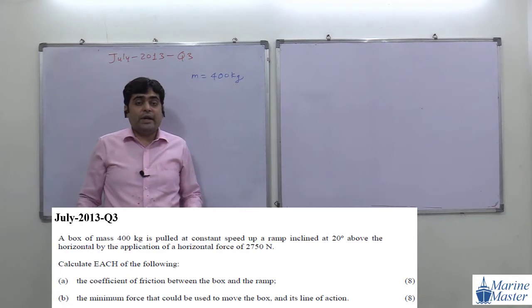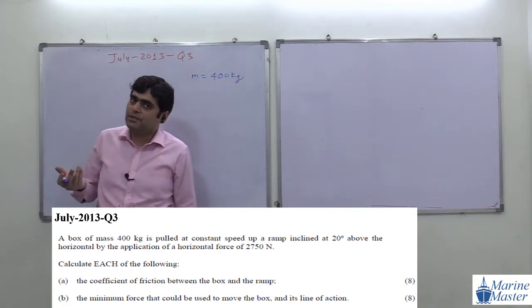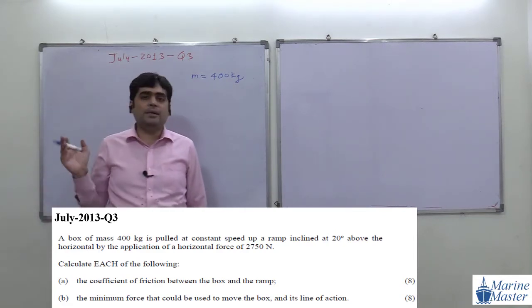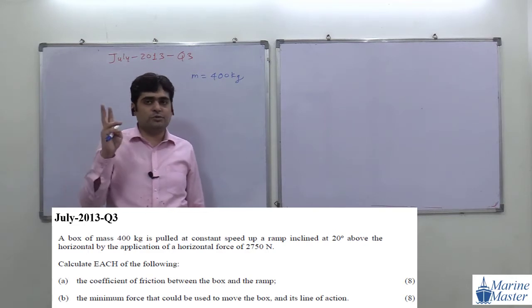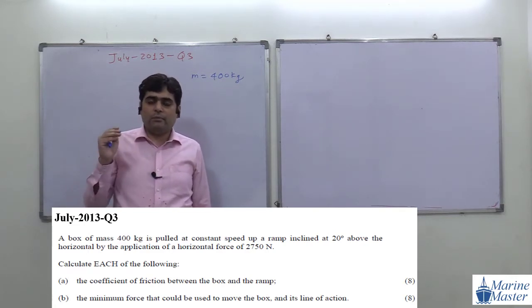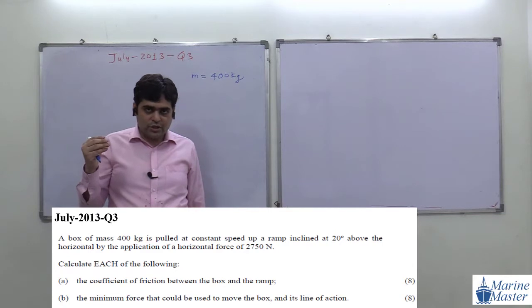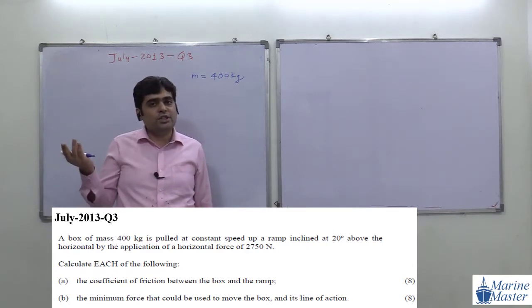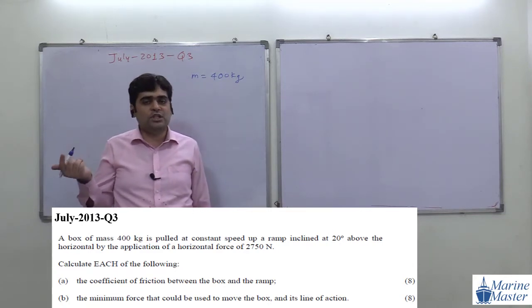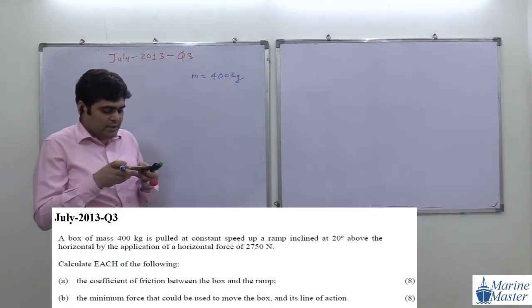Constant speed. Whenever we are saying constant speed, it means what? Object is in equilibrium. For equilibrium, two situations are important. One is the object is stationary or moving with constant velocity. When the object is stationary or moving with constant velocity, it means it is in equilibrium.